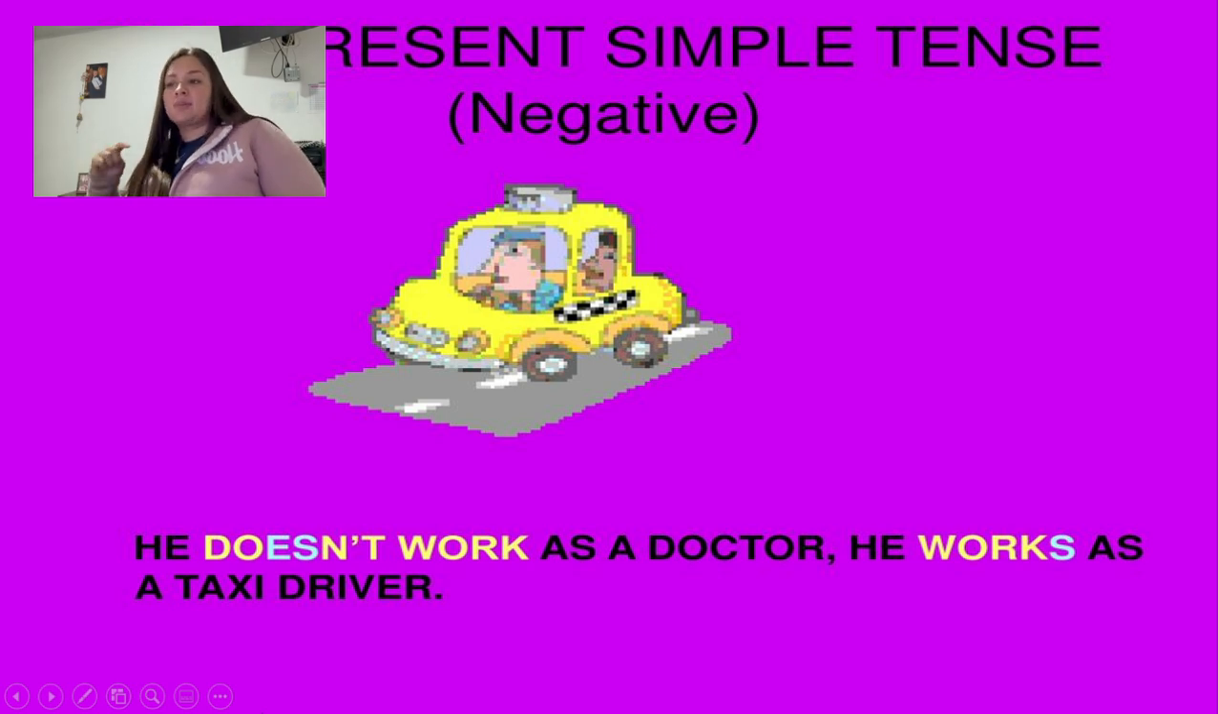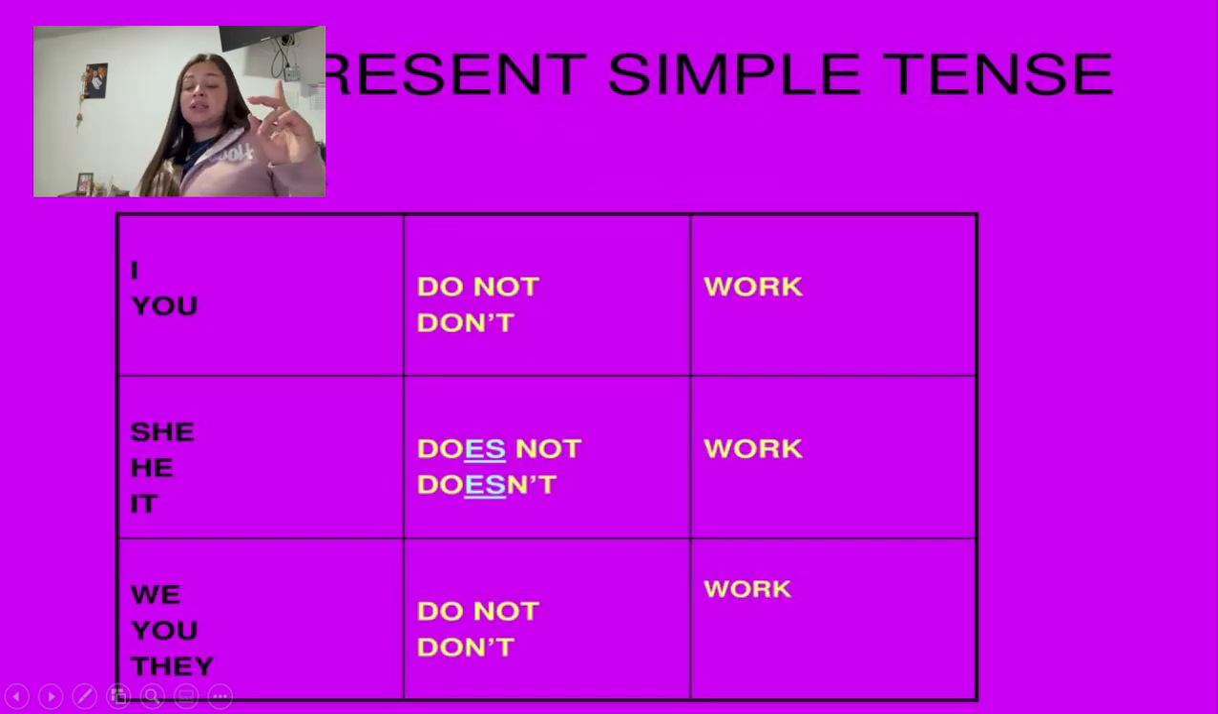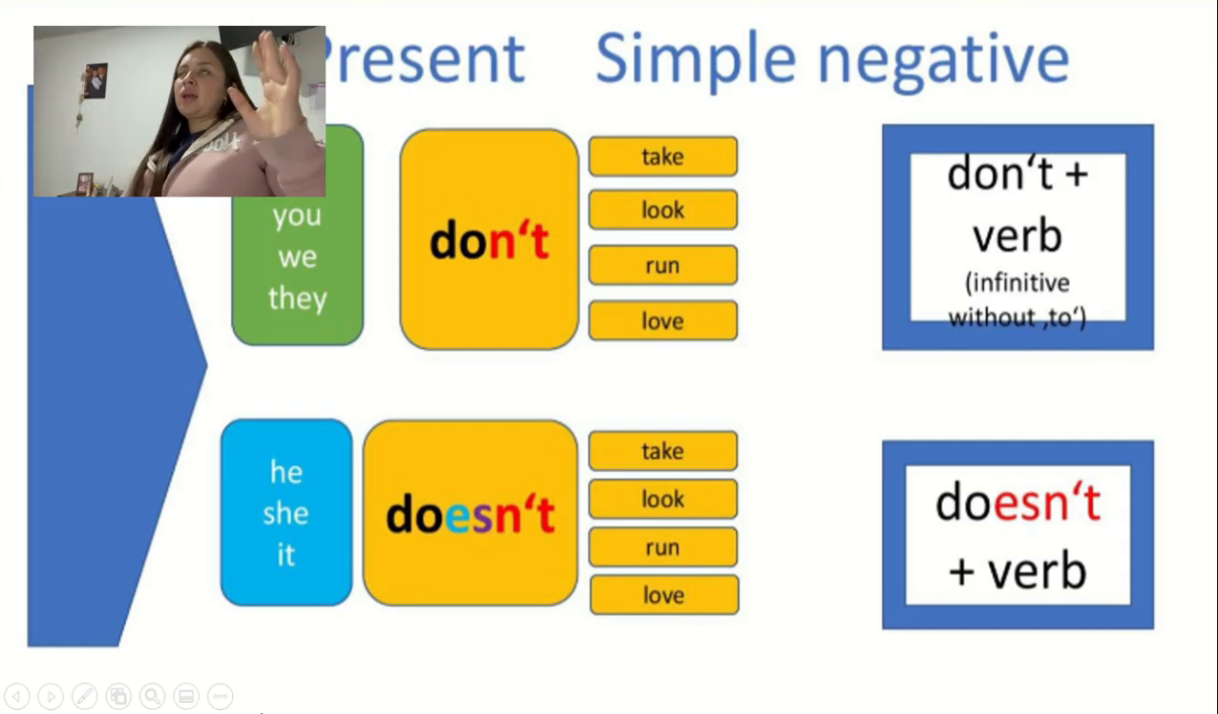So for example, in this part, with she, he, and it, we use the auxiliary does not, or with the contraction doesn't. But with the subjects I, you, we, they, we use the auxiliary do not or don't. That is the common use. So for example, we have the subject, the auxiliary don't, and the verb is in the base form. We don't change the verb, and obviously it's in infinitive but without to. It's in the base form, and with he, she, and it we use doesn't.